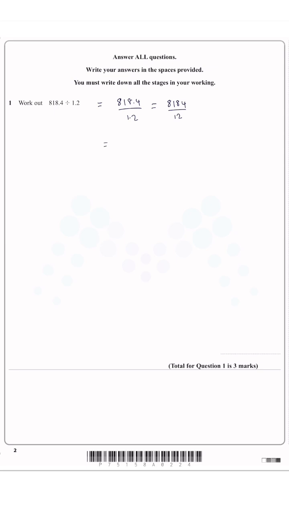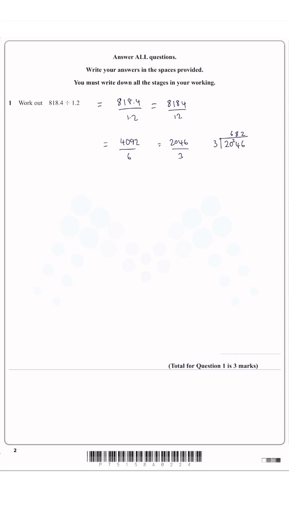Now, one method of doing this is I could keep simplifying the numbers. Because they're both even, I could half them, so that would become 4092 divided by 6. If I half it again, it becomes 2046 divided by 3. Then I could use a bus stop method to see what 2046 divided by 3 is. 3 goes into 6 2 times, 3 goes into 20 6 times, gives you a remainder 2. 3 goes into 24 8 times. 3 goes into 6 2 times. So your answer is 682.